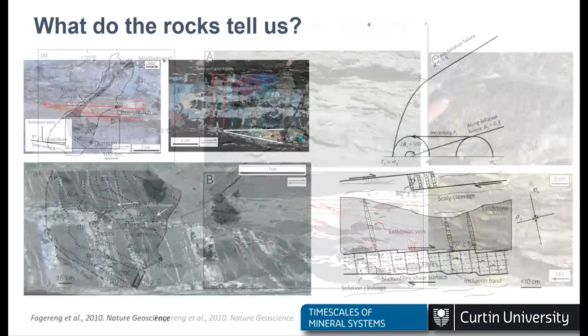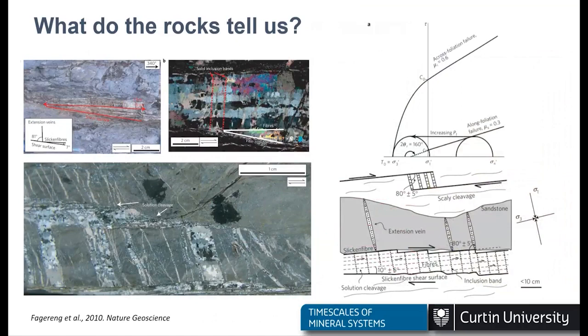They have these extension veins that form at almost 90 degrees to the shear planes. And mechanically speaking, one, we know veins open up perpendicular to the least compressive stress, so they are parallel to the greatest compressive stress. So it tells you that these faults were active at very high angles to the greatest compressive stress, which is mechanically quite unlikely, right?